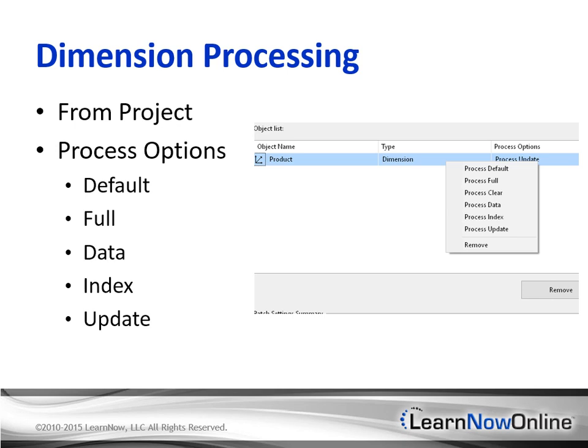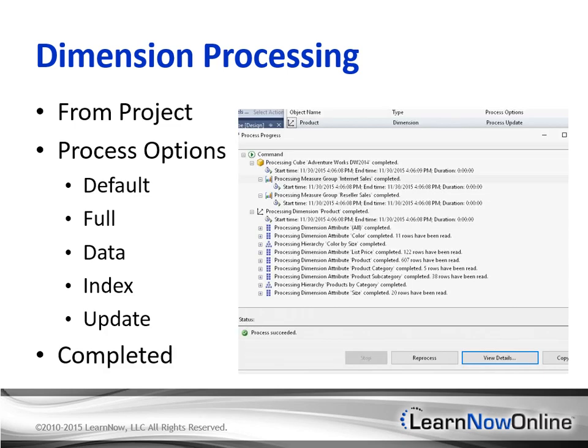The default, which only does the bare minimum to get the dimension updated. Full, which clears the object and reprocesses all data and indexes, or can be separated to just update the data in the dimension structure through the Data option. Index will rebuild just the dimension index structure for the related aggregations of the cube's measure groups. And lastly, Update, which updates the data with new changes or deleted data. Or you can actually remove the dimension from the processing, but I would not do that.